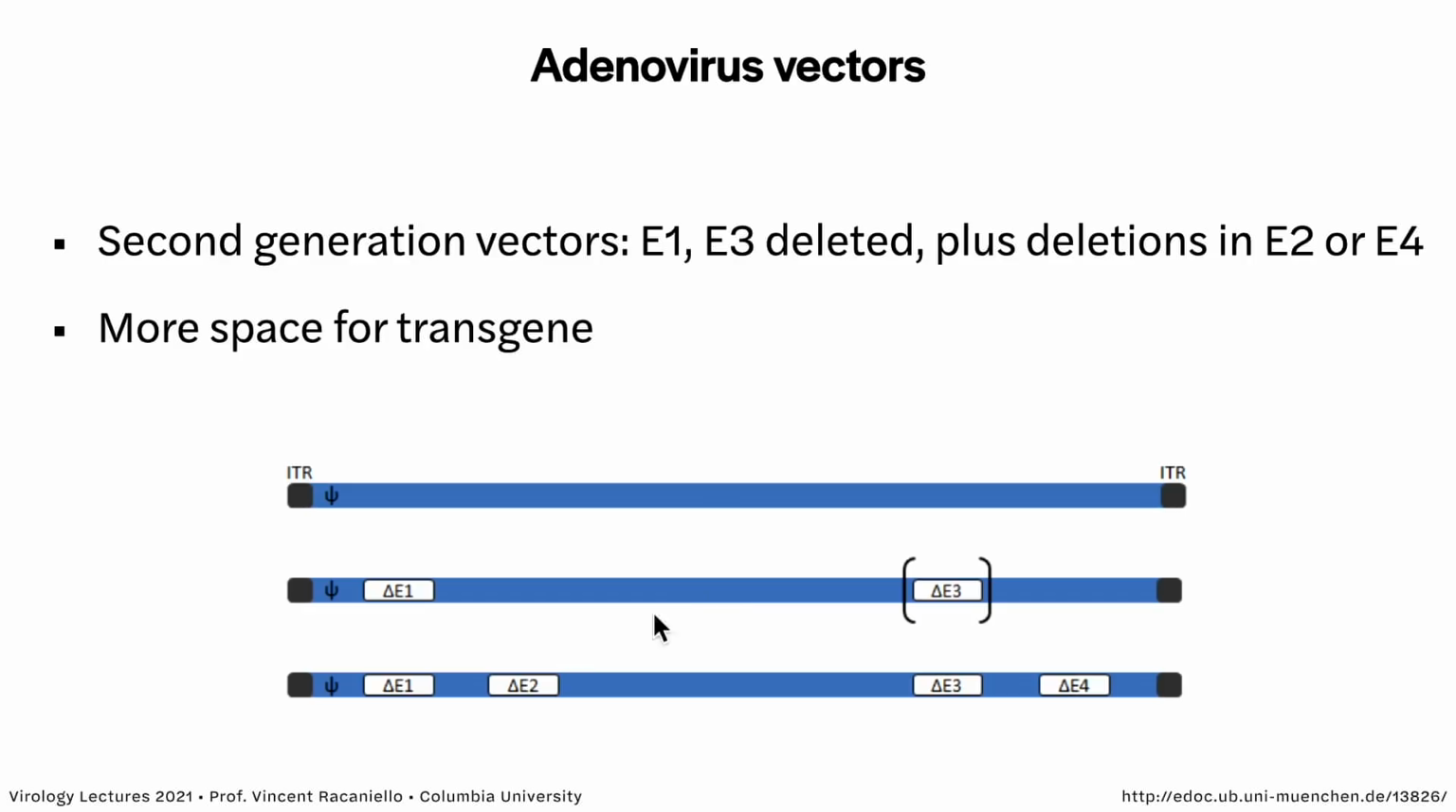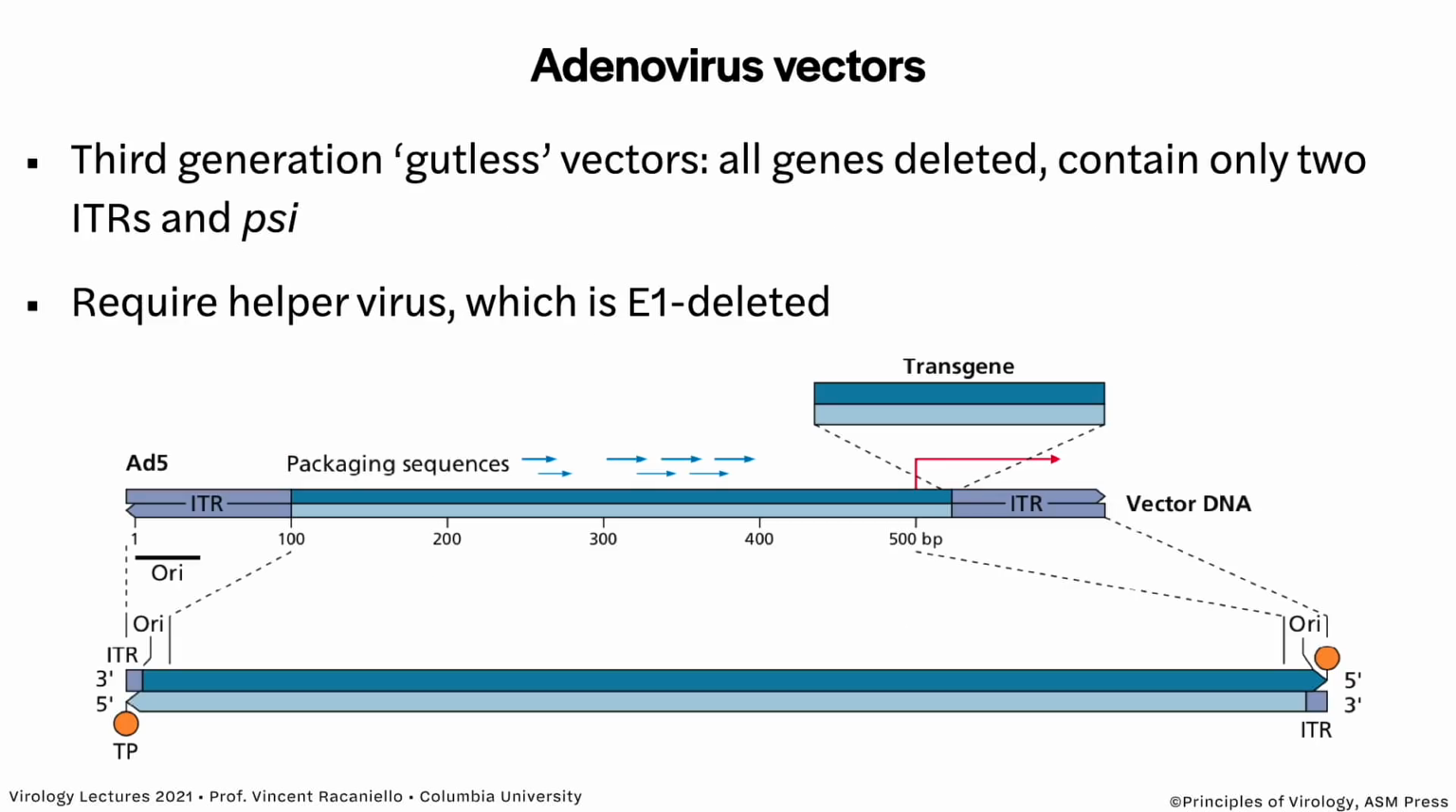Second generation deletions in E2 and E4. In addition, more space for the transgene. And again, we find that these regions are not needed for what we need to do. And then finally, the last generation is called gutless vectors. All the genes are deleted.